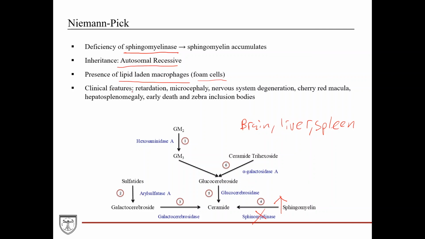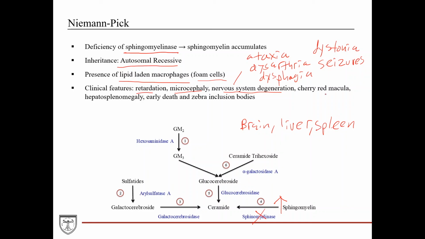Clinical features, again, you're going to have severe neurodegeneration, so mental retardation, microcephaly, and then even central and peripheral nervous system degeneration. And so you can see ataxia, which is difficulty with balance and difficulty walking, dysarthria, which is difficulty with speech. You can see dysphagia, which is difficulty swallowing. You can also see dystonia, which is changes in muscle tone, and then even seizures can happen as well.